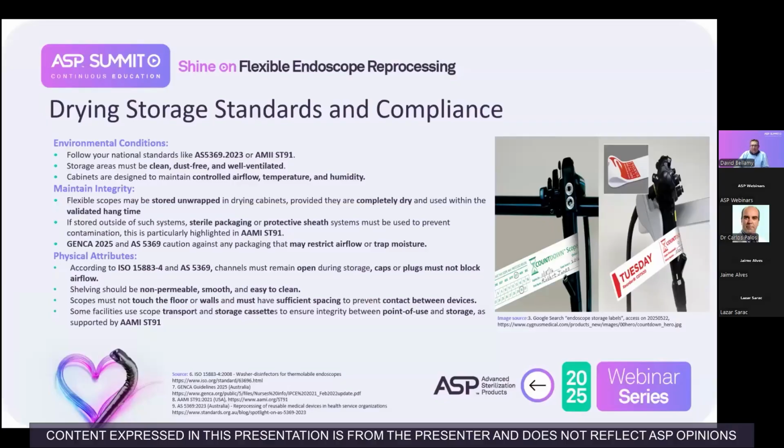So in conclusion, storage is no longer just about putting the scope away. It's more about preserving the integrity of the entire processing effort. Using HEPA filtration, proper hanging techniques, and documented hang time all play a part in this.